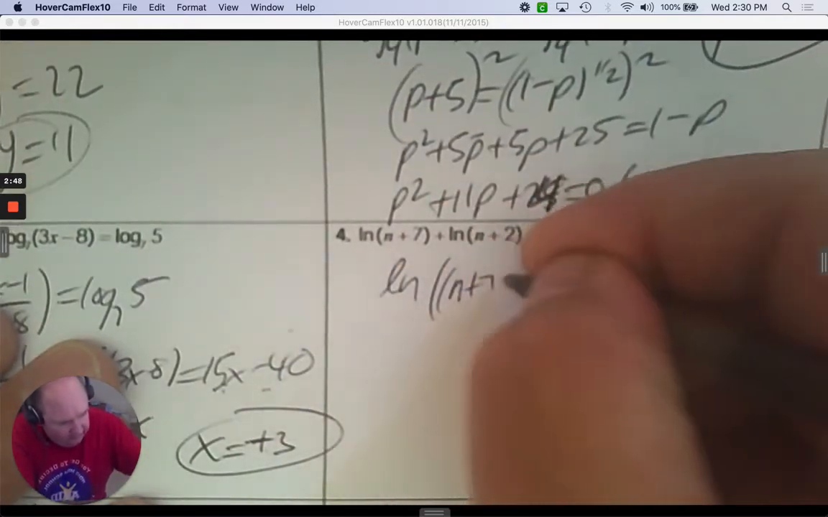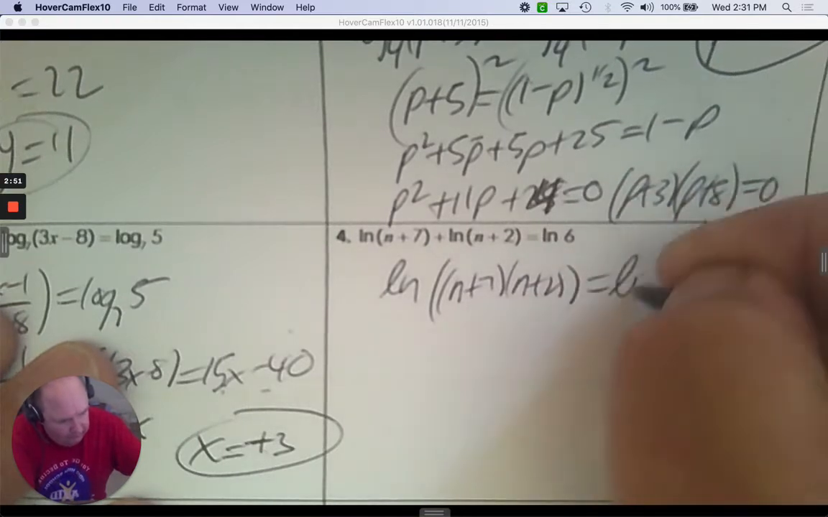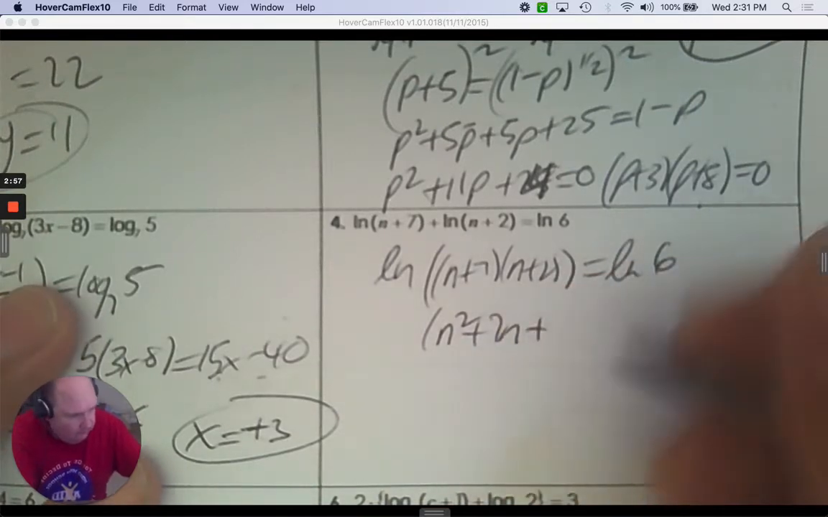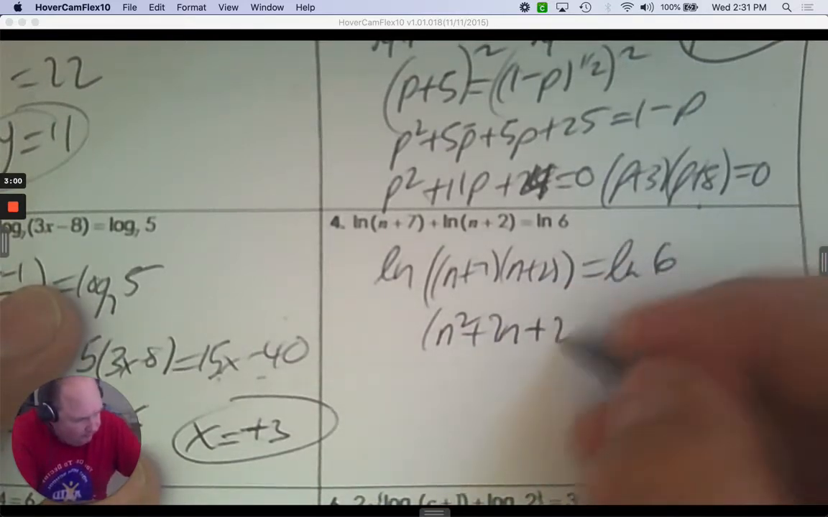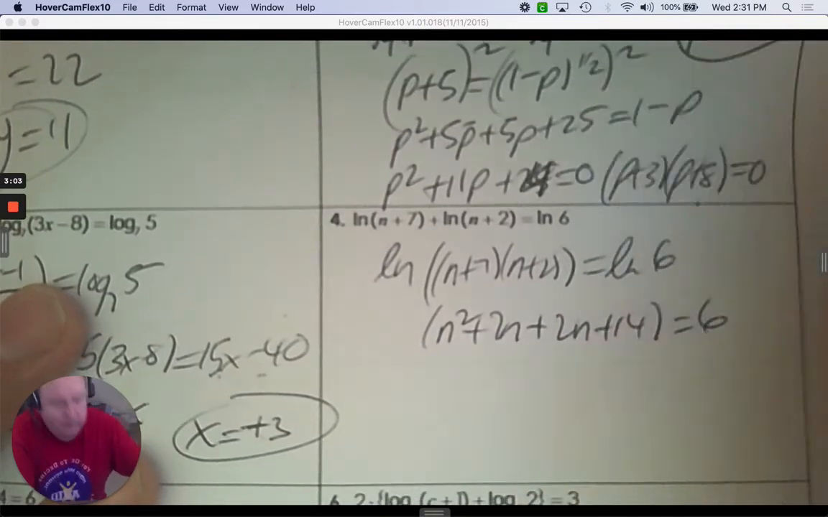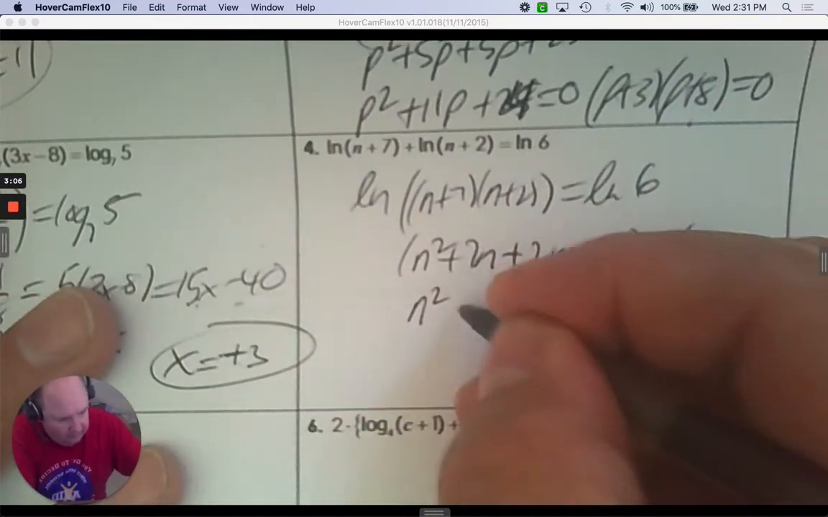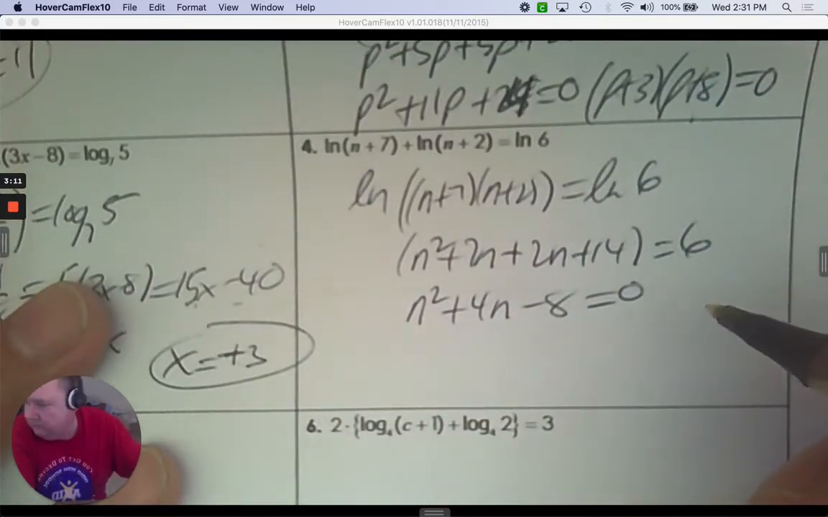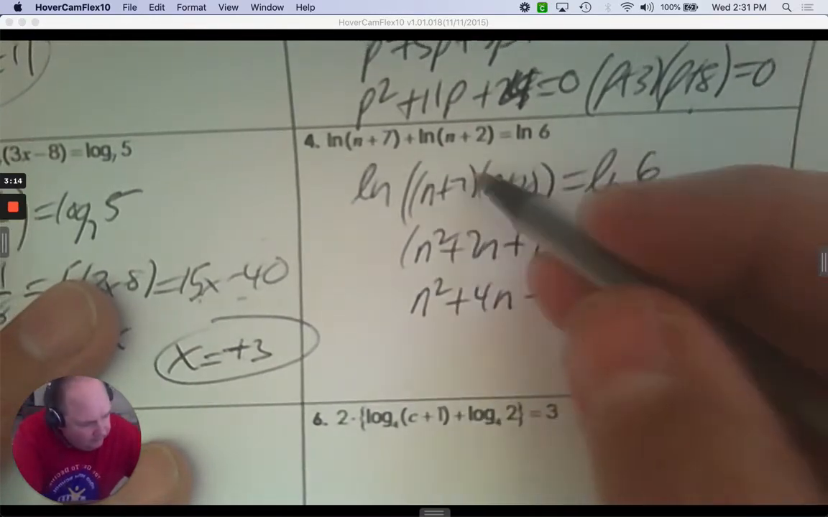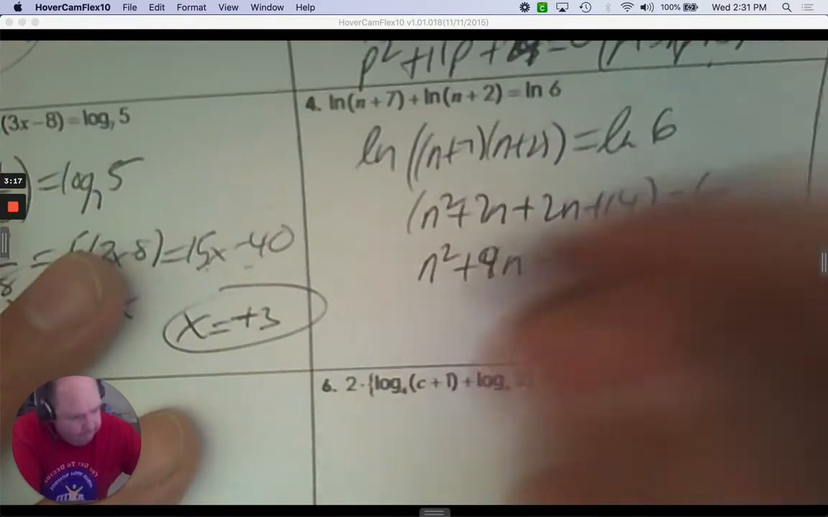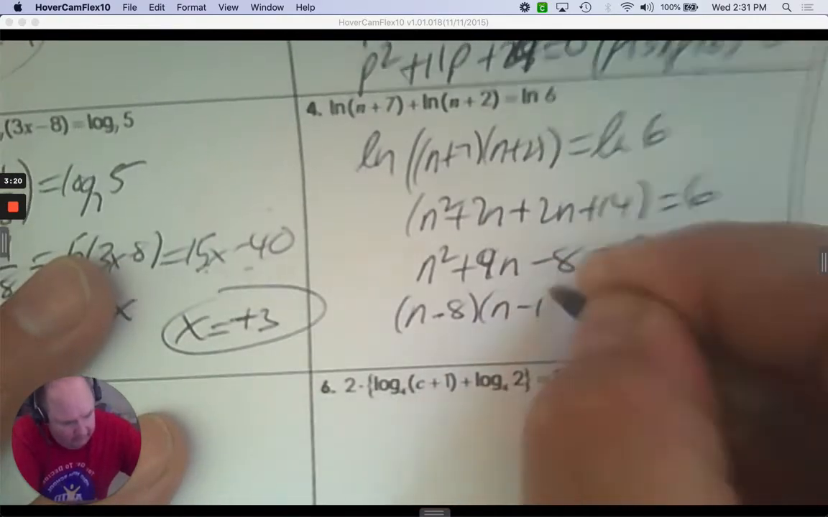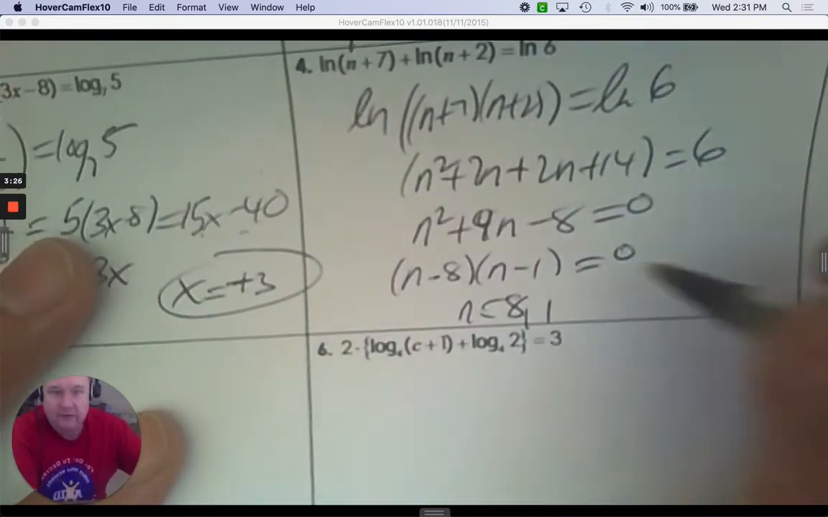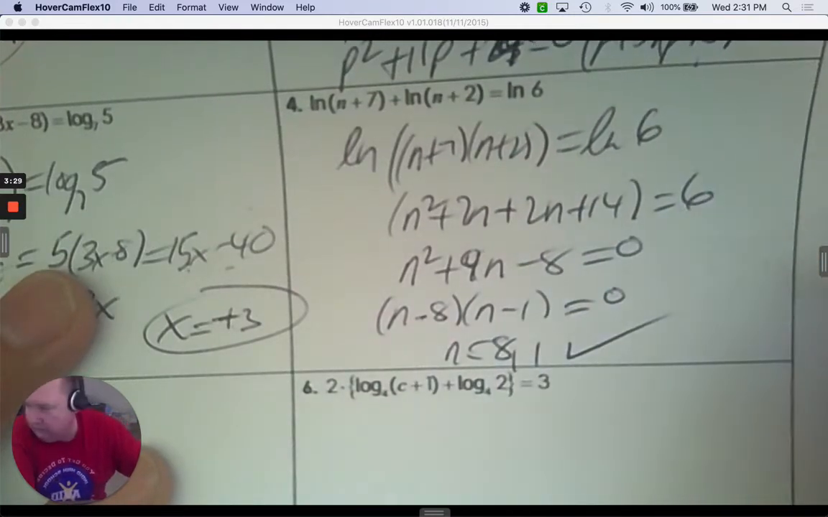Number 4. We're going to multiply these together, n plus 7 and n plus 2. We're going to make what's inside equal to each other. I'm going to distribute as I do that. It's a quadratic, so we're going to combine like terms. So I'm going to subtract 6. Okay, that's 7 plus 2. So that's 9. So it's n subtract 8, n subtract 1. So the two solutions are 8 and 1. Both of them are good solutions, and it's over.